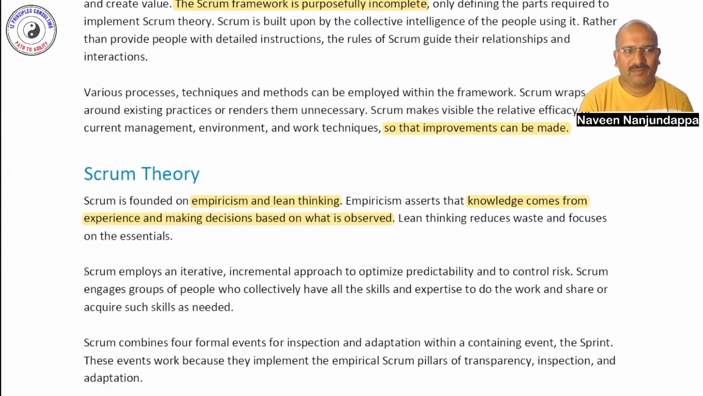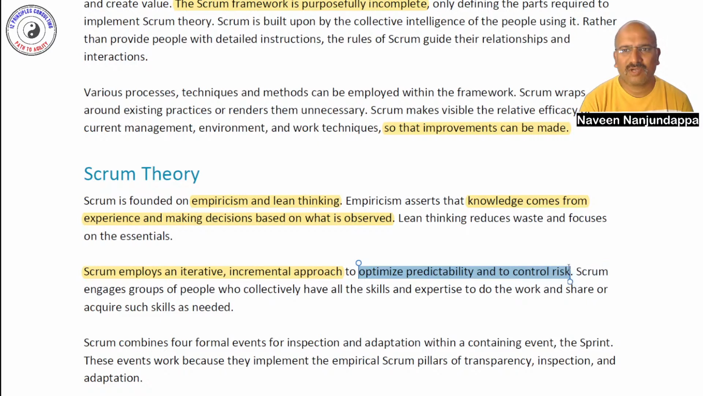In fact, Scrum employs an iterative and incremental approach. Iterative is about the process of developing the work, and incremental is step by step development of the product or a functionality. So incremental gives you a small value increment, and iterative gives you a 100% done increment of the product, to optimize predictability and control risk. So you will notice this.